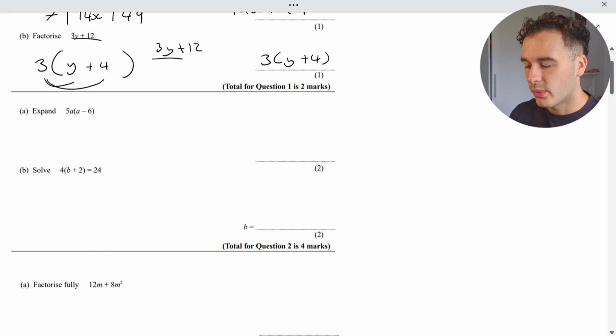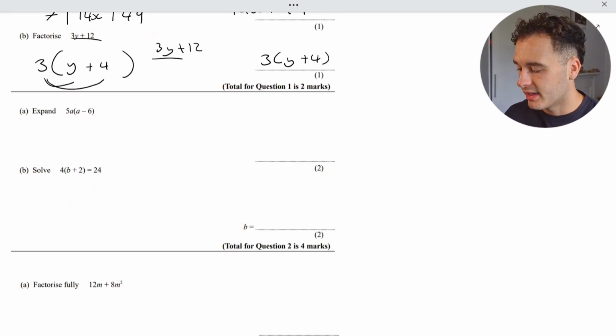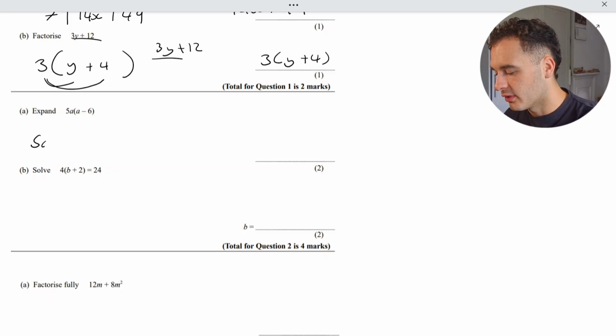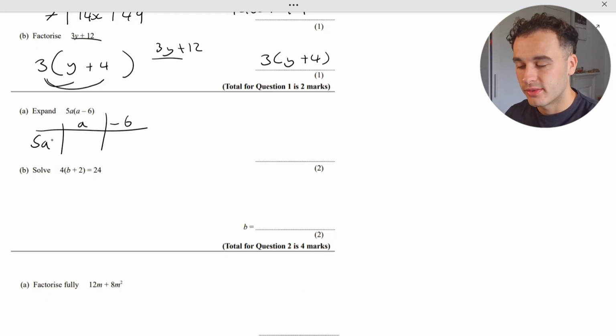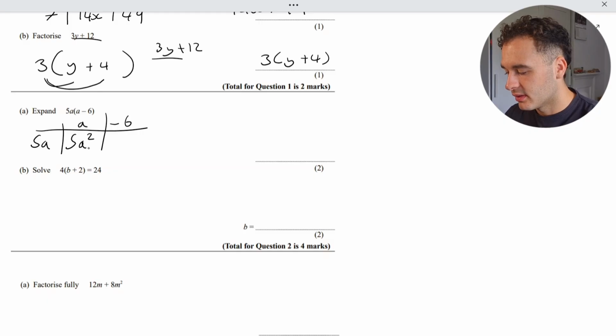So I want you to have a quick go at a, expand 5a, a minus 6 in the brackets, and then come back to me. Okay, so hopefully you've had a go at that. Well, we've got 5a on the left side of the grid, and you've got a minus 6. And then 5a times a is 5a squared. And 5a times minus 6 is minus 30a. So our answer is 5a squared minus 30a.